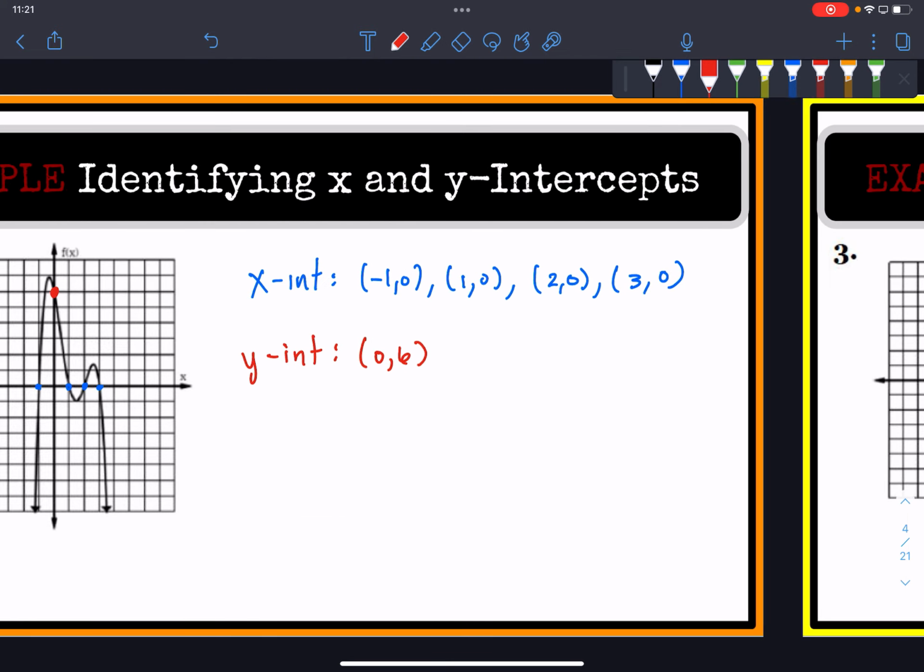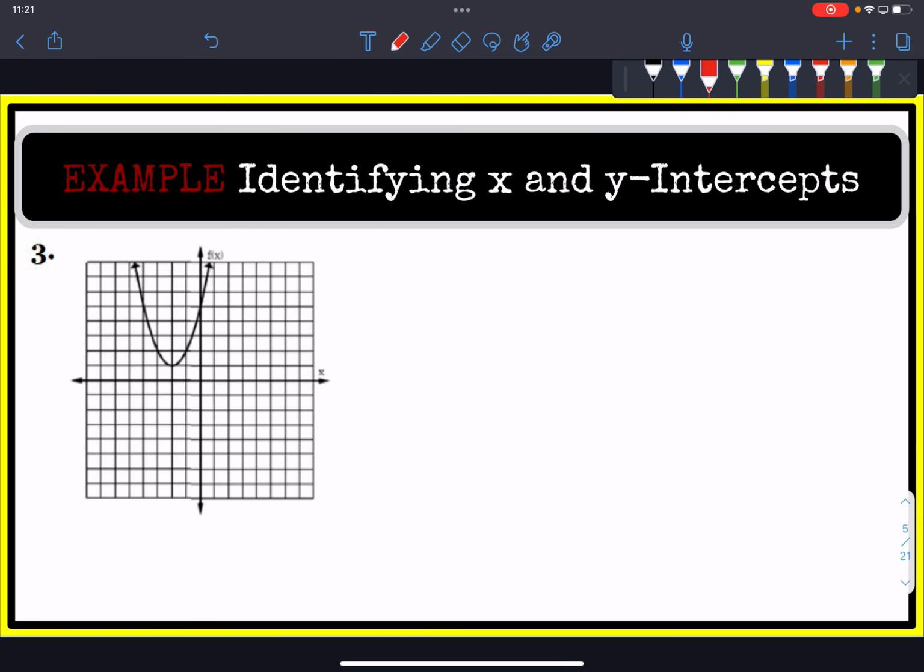It could be that our graph doesn't cross the x-axis, like in this example right here, but it does cross the y-axis at that point there. So our y-intercept is at 0, 5, and we have no x-intercept because we do not, as you see, cross the x-axis.